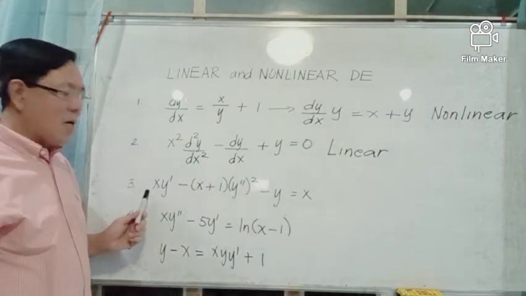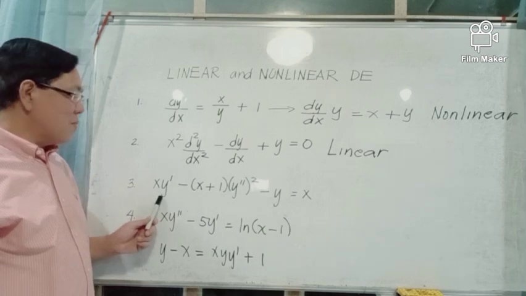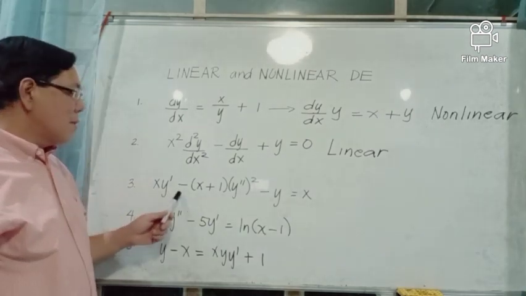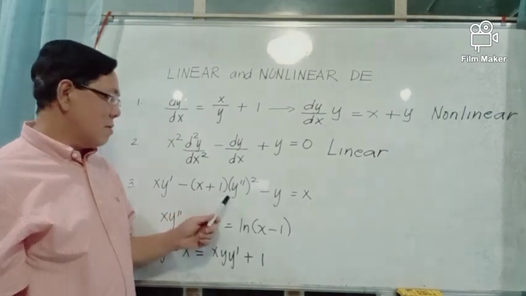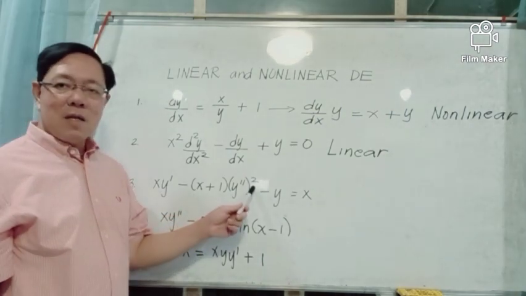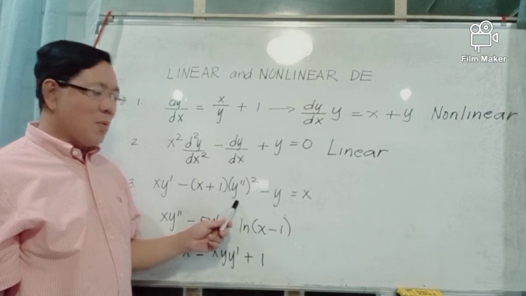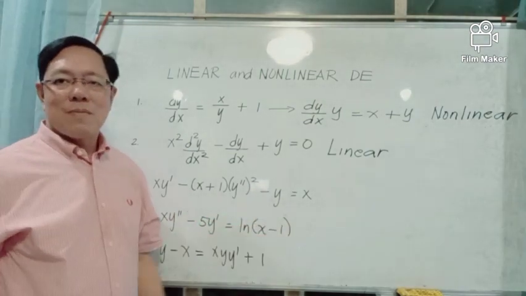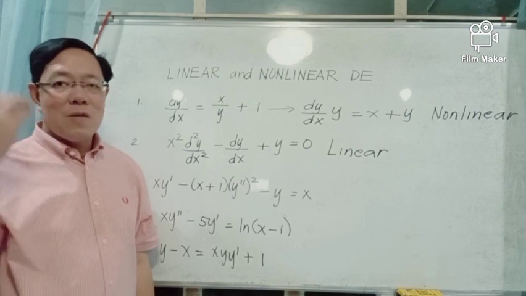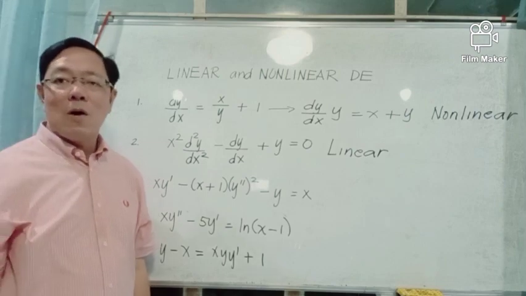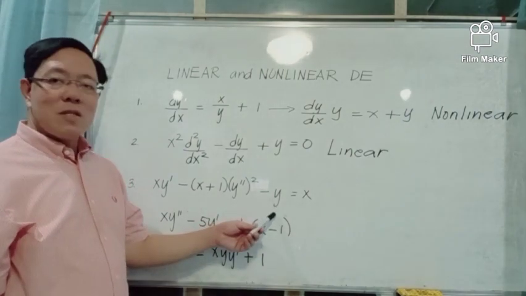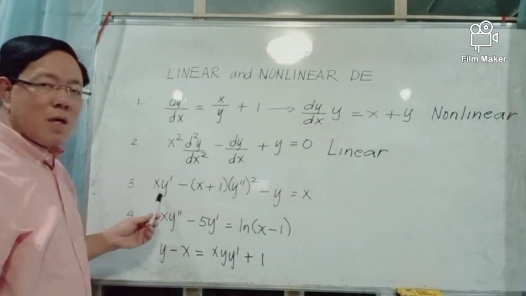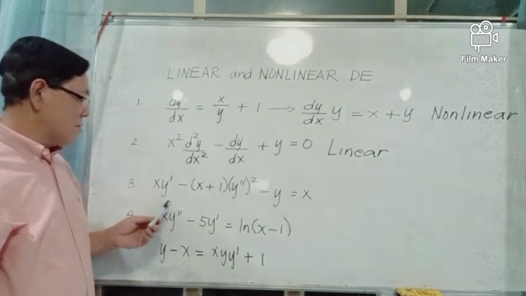Consider number 3, we have x times y prime, where y prime is the first derivative of y with respect to x, minus quantity x plus 1 multiplied by the square of the second derivative of y, minus y equals x. In determining whether a differential equation is linear or nonlinear, we consider y the dependent variable and any of its derivatives in the given differential equation.